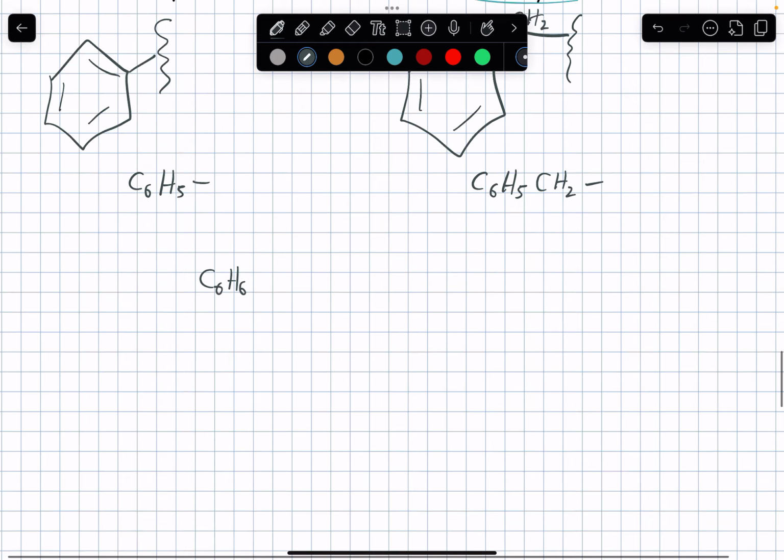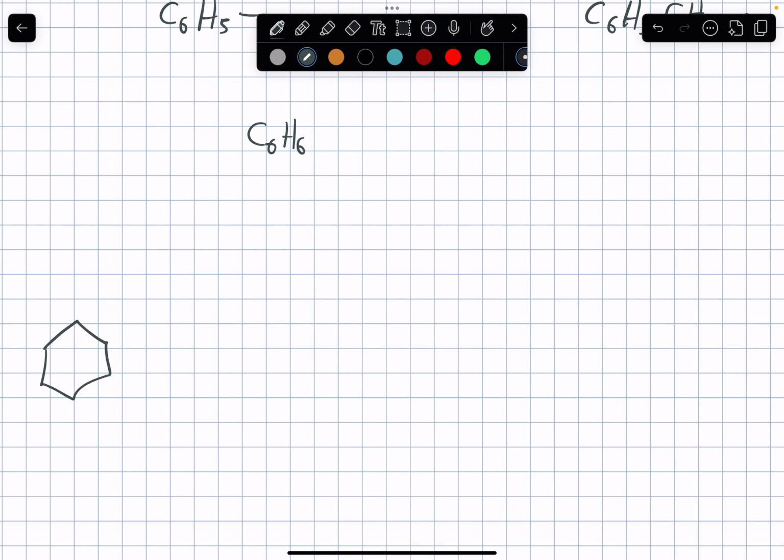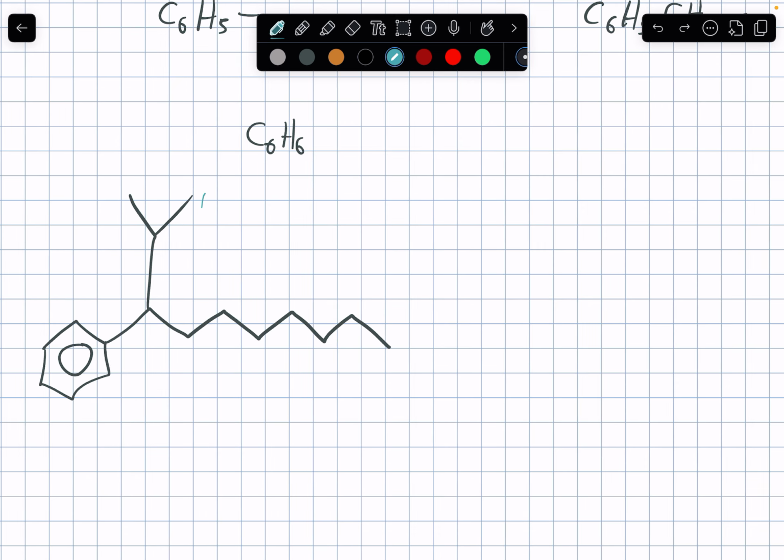Let's have an example. A few, rather. Okay, let's try to name this. So, where do we start counting? Here? No. Here? Possible. Doesn't really matter whether you start here or here. 1, 2, 3, 4, 5, 6, 7, 8, 9, 10. Okay. So, decane, no? That is the parent chain.